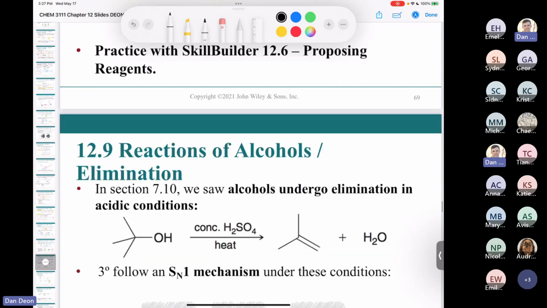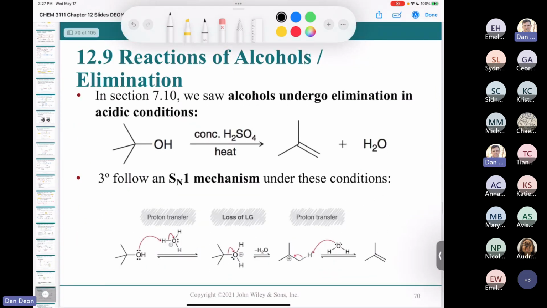All right, so there we go. Now, next reaction comes again, just review. So from section 7.10, if you remember, this is Mr. Dion's favorite reaction. This one here is the elimination of water in acidic conditions. So if you take an alcohol, you heat the crap out of it, pardon my language, with a strong acid, it's going to give you the Zaitsev alkene.